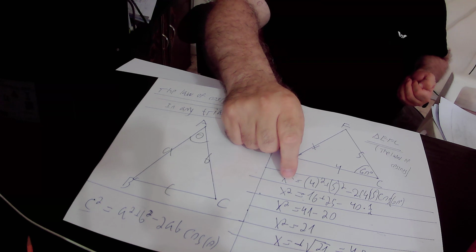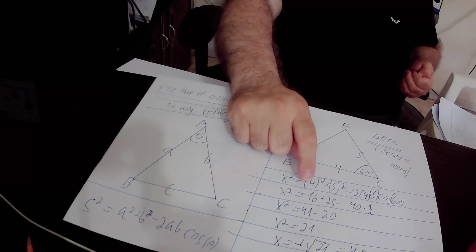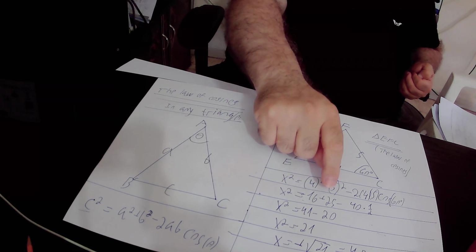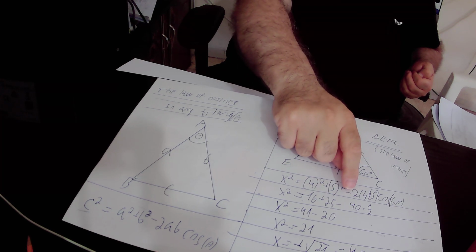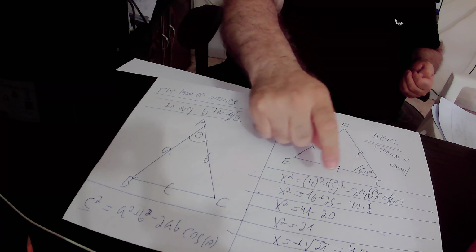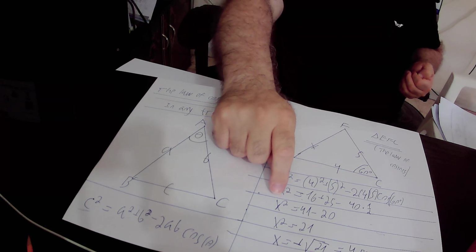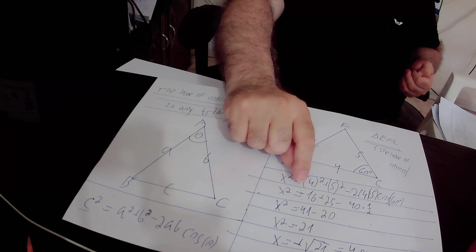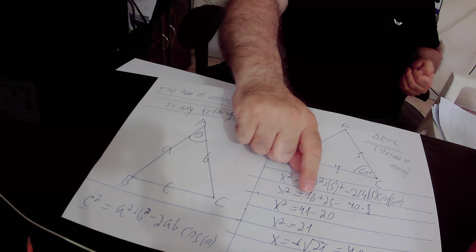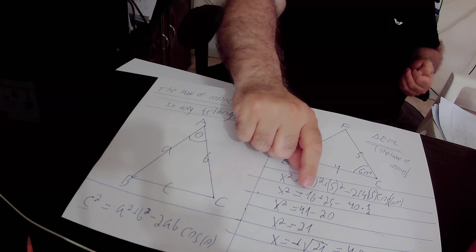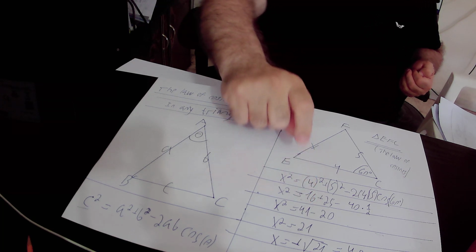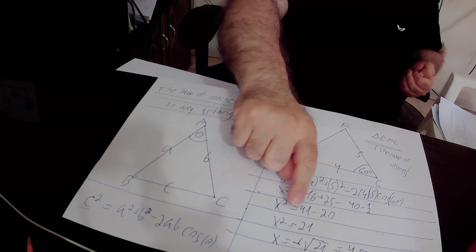So here we have X squared that equals 4 squared, that is 16, plus 5 squared, that is 25, minus 40 over 2, which is minus 20. So in conclusion, we found out that X squared equals 16 plus 25 is 41, and 41 minus 20 is 21. So in conclusion, we found out that X squared equals 21.